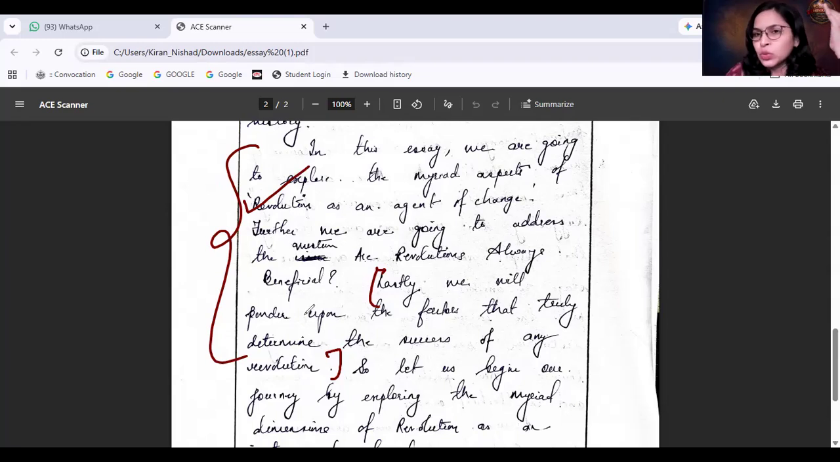That is, first of all, I'm going to explain how revolution is going to be an agent of change. Then I'm going to explain, are all the revolutions beneficial? So I'm going to explore that. So I'm going to tell you what are the negative examples of the impact of a revolution.